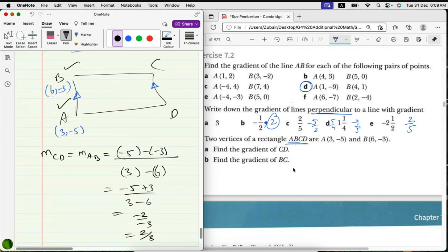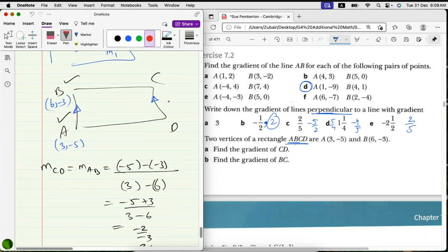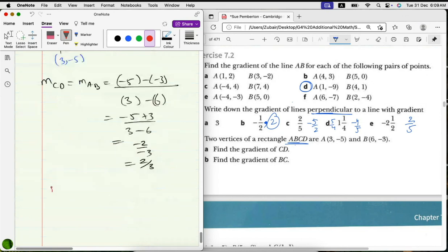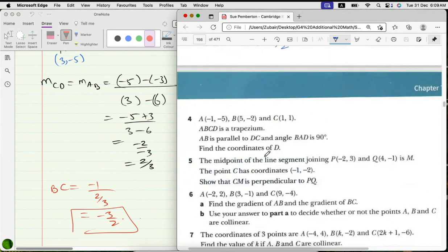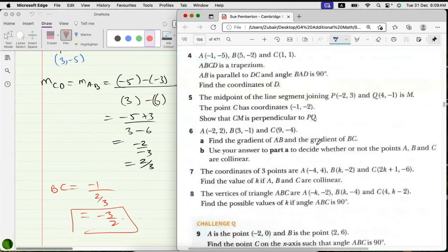Then it says find the gradient of BC. Now see, the gradient of this side is 2 by 3 and BC is perpendicular to CD. So the gradient of BC is negative 1 over 2 by 3. That's negative 3 by 2. Negative reciprocal. So this is minus 3 by 2 because that's perpendicular to each other. Try number 4.